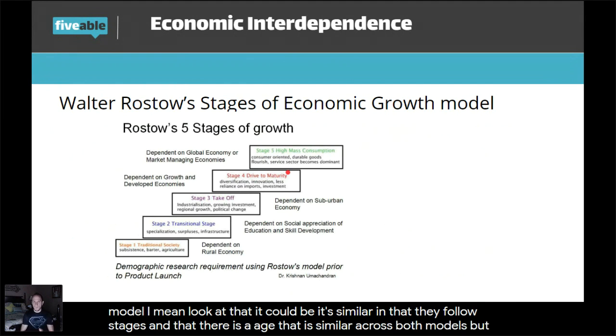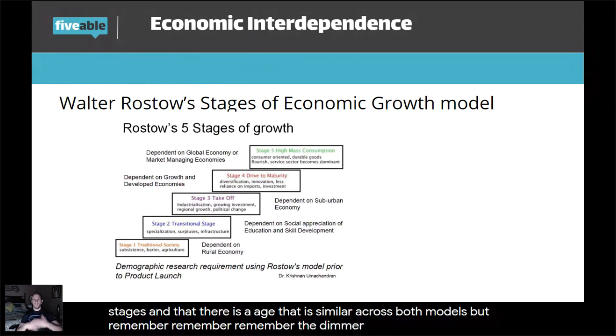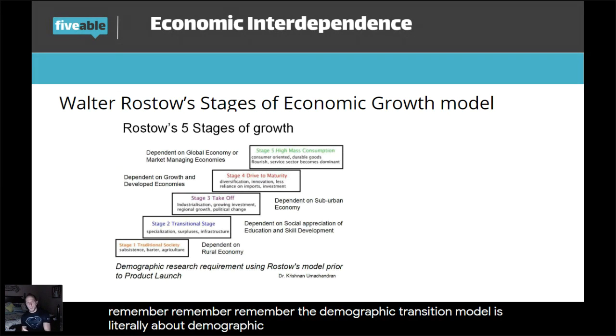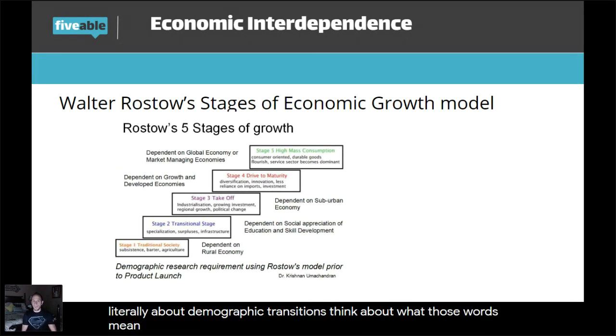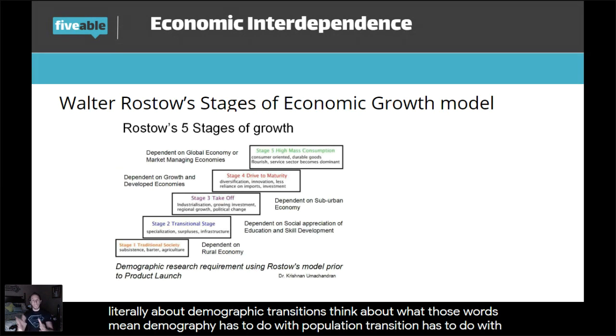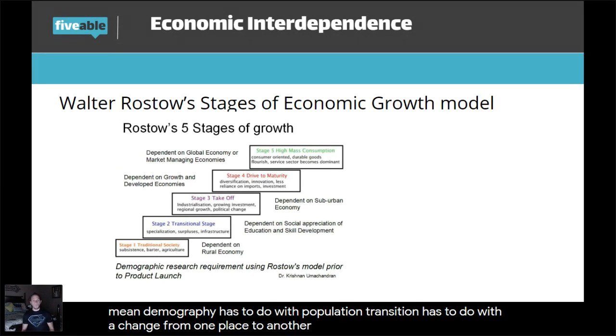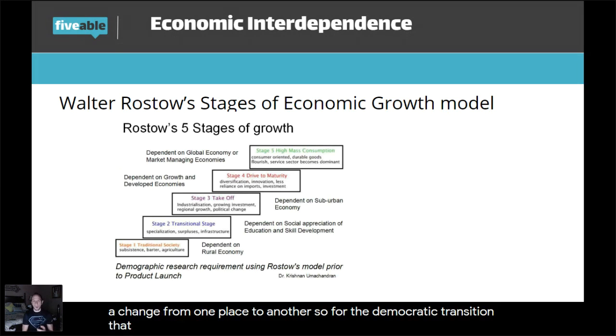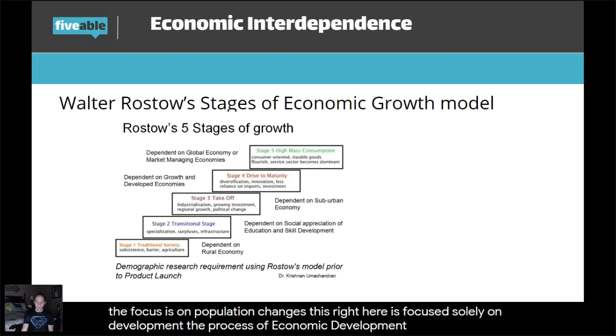But remember, the demographic transition model is literally about demographic transitions. Think about what those words mean. Demography has to do with population. Transition has to do with a change from one place to another. So for the demographic transition, the focus is on population changes. This right here is focused solely on development, the process of economic development over time.